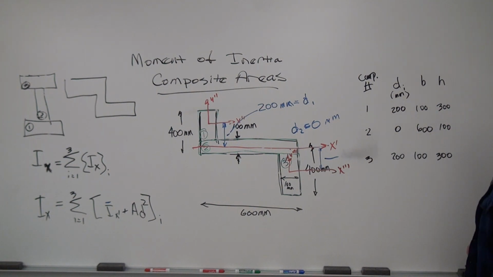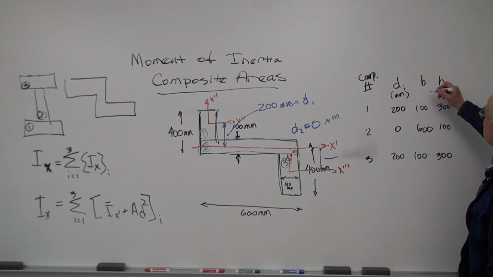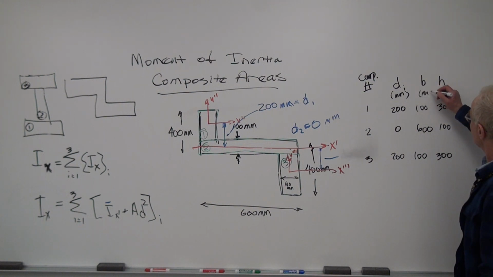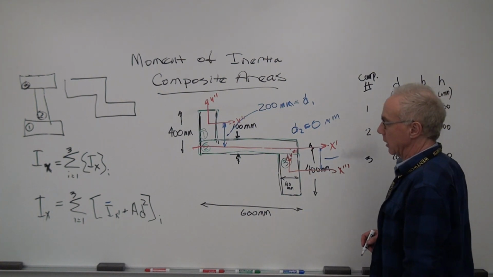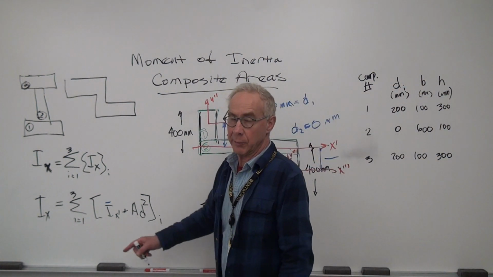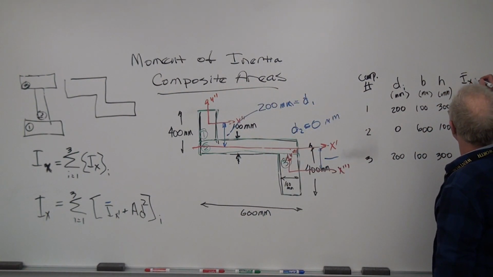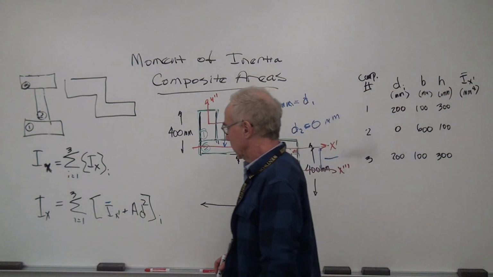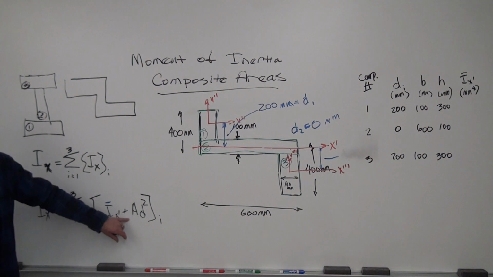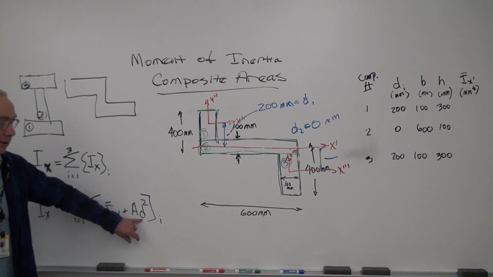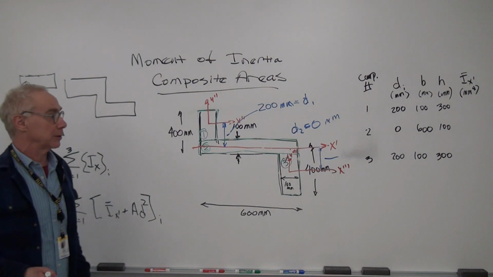All right, now we're running out of room here, so we have D, this is also millimeters. All right, what else do we need? So now we're going to evaluate our IX values, because remember it's BH cubed over 12. So here we'll put IX prime, and this is going to be in units of, believe it or not, millimeters to the fourth. If you don't believe me, you have an area, which would have squared length units, times the square of a distance, so we end up with units of length to the fourth power.